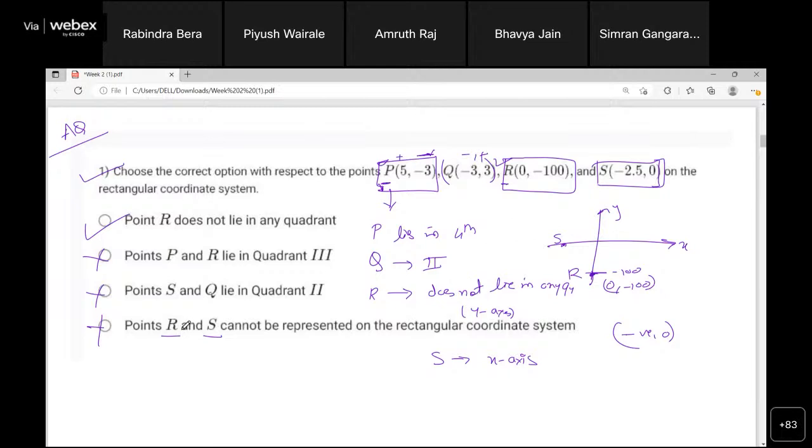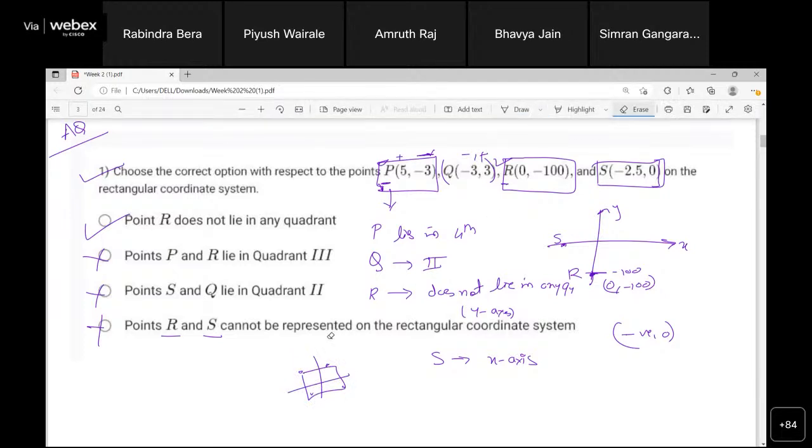Sorry, which is not forming a rectangle? Sir, as the P value is 5 comma 3, which is in the second quadrant, and 3 comma 3 is in the third quadrant. No, here you are asking like this: if these are the 4 points, and we can draw the rectangle like this, right? No, this is not the correct concept.